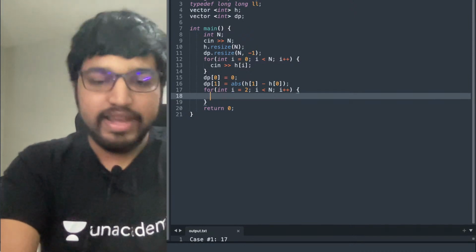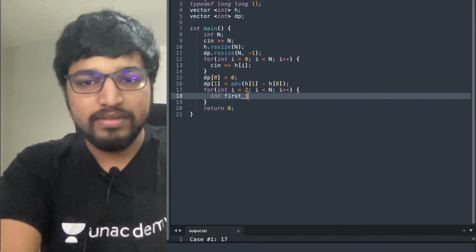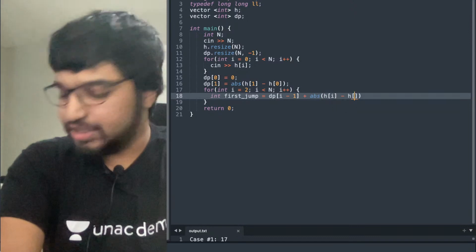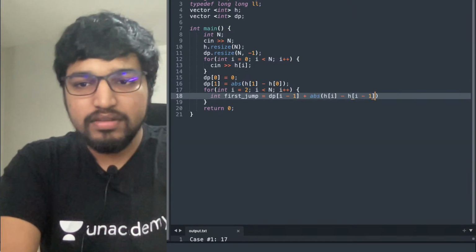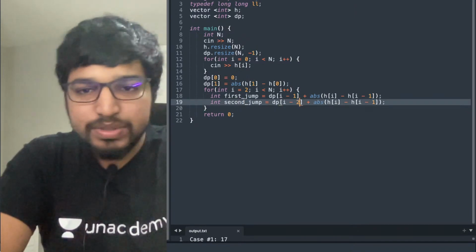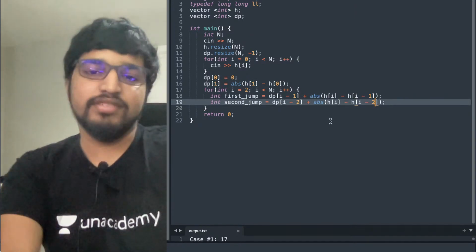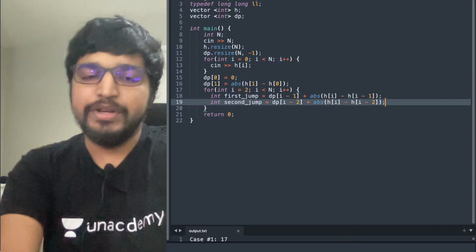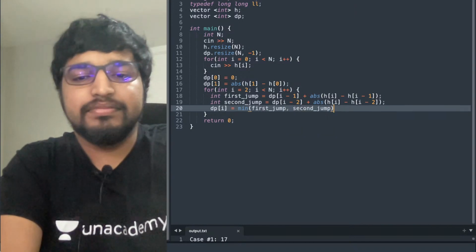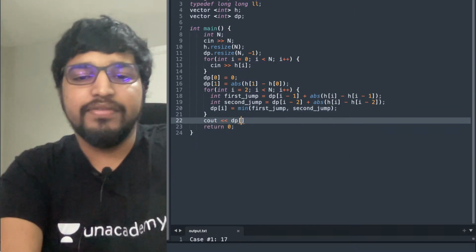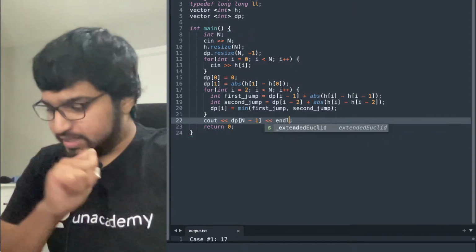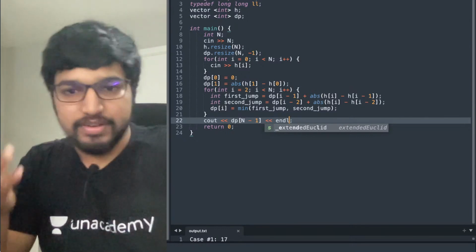For int i equals 2, i less than n, dp of i, again we'll just write exactly what we wrote here. Int first jump equals dp of i minus 1 plus absolute of h of i minus h of i minus 2. The second jump is dp of i minus 2 plus absolute of h of i minus h of i minus 2 again. Now we take the minimum of both of them: dp of i equals minimum of first jump, second jump. The answer is dp of n minus 1, since we did the 0 indexing. Yes, sometimes stack overflow might occur, depending on the stack size of the system you're submitting to.